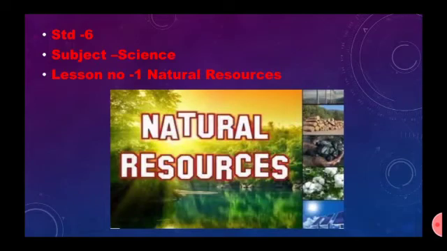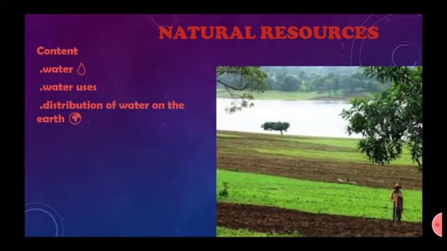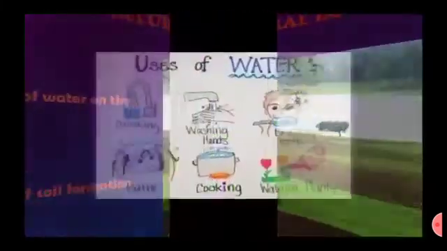Standard 6, Subject Science, Lesson number 1, Natural Resources. In our previous video, we had studied about natural resources, proportion of land and water, air, and some uses of gases in air and ozone layer. In this video, we are going to study water, water uses, distribution of water on the earth, land, layers of land, the process of soil formation, humus, and institutes of work.